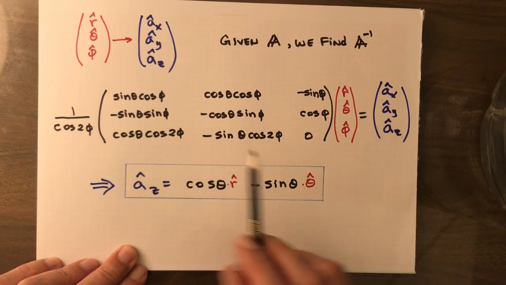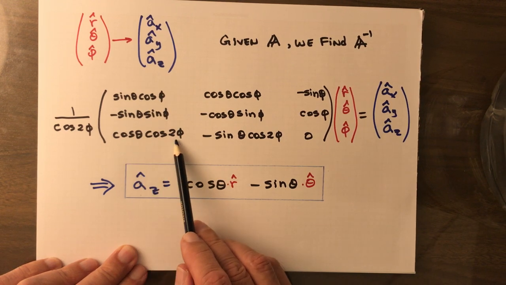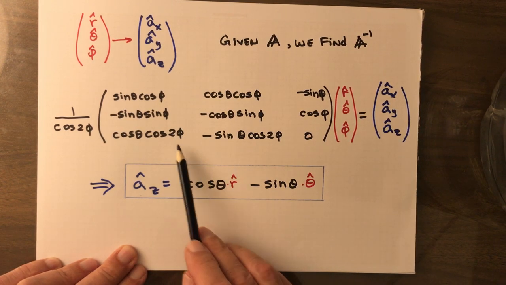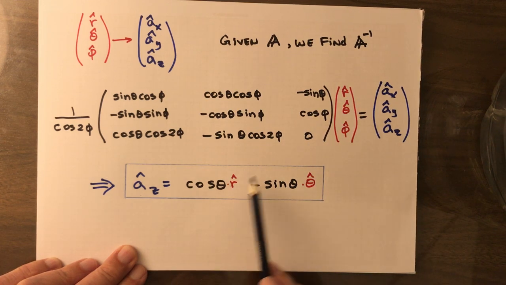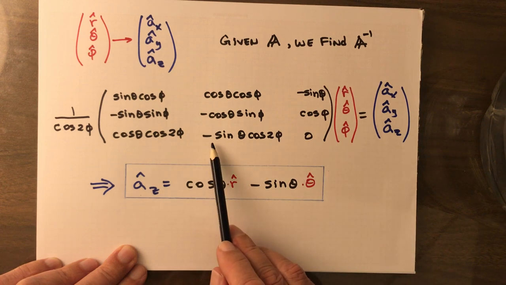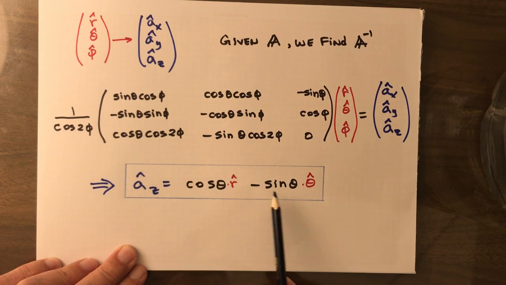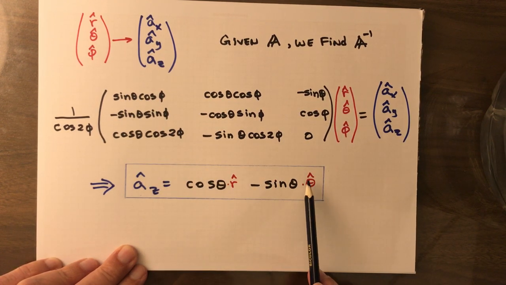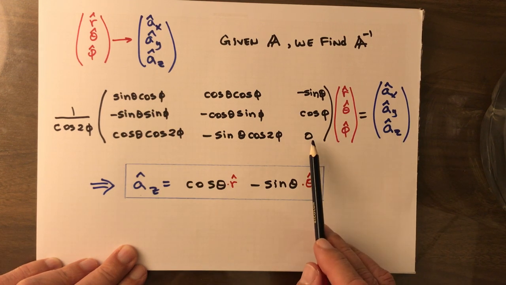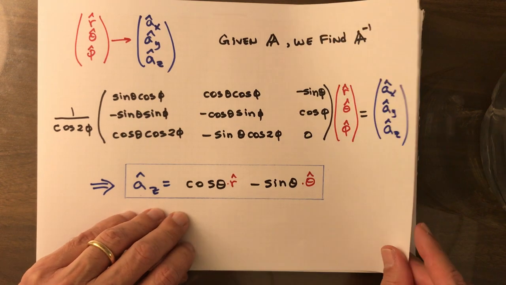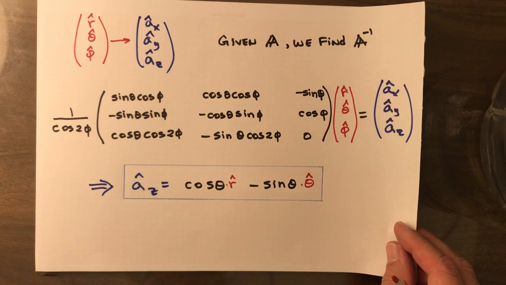Specifically, a_z hat is equal to cosine theta times r hat, that's where we get this cosine theta term. And then a_z also requires this term to be additive, so minus sine theta times theta hat. There's the minus sine theta right there, and the theta hat comes here. The third term that would be additive would be this term times phi hat, but that's zero. So a sub z is equal to cosine theta r hat minus sine theta theta hat. Just a little bit of an aside, but it should make the derivation a little bit cleaner.